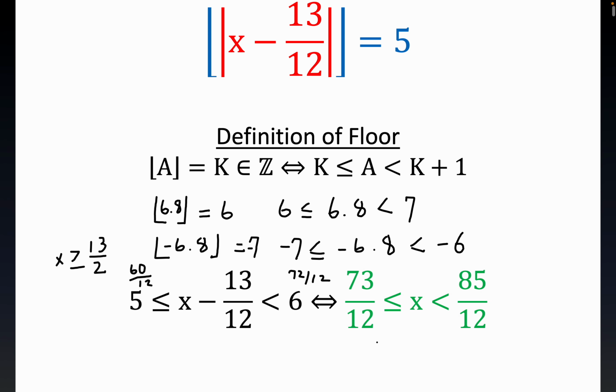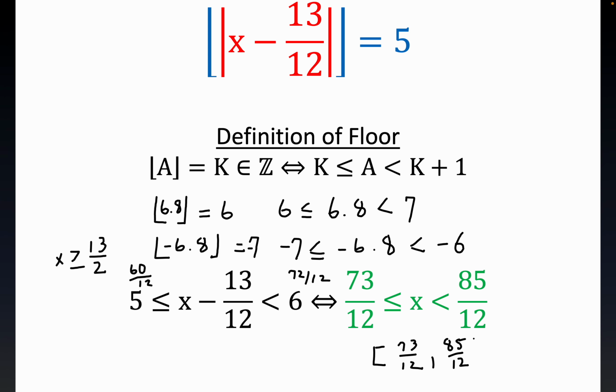You can write this in a more compact form if you want to. You can write this as a closed bracket, 73 over 12, comma, 85 over 12, non-inclusive.